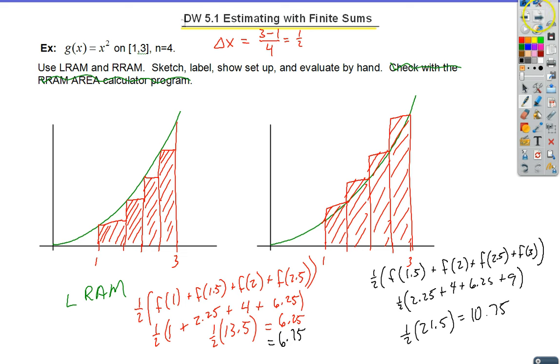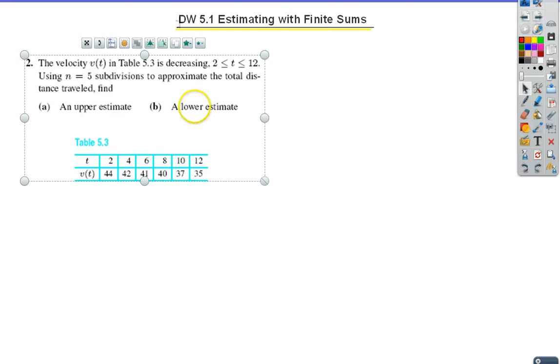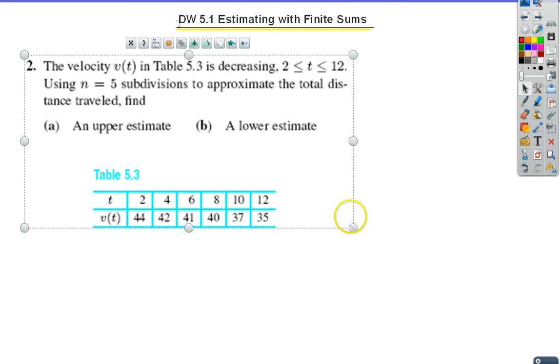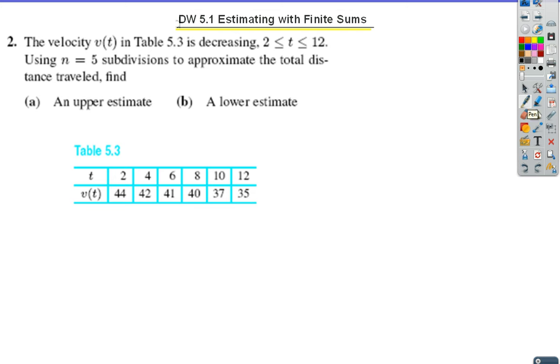Alright, so next we go over, and let's see what we're doing next. Boom. It says here the velocity of this table is decreasing. Using subintervals, approximate the distance traveled. I'm going to make this a little bit bigger so we can see it a little bit better. Okay, and they want an upper estimate and a lower estimate. Okay, so this is where it gets interesting. Alright, so what is an upper estimate? What's a lower estimate?